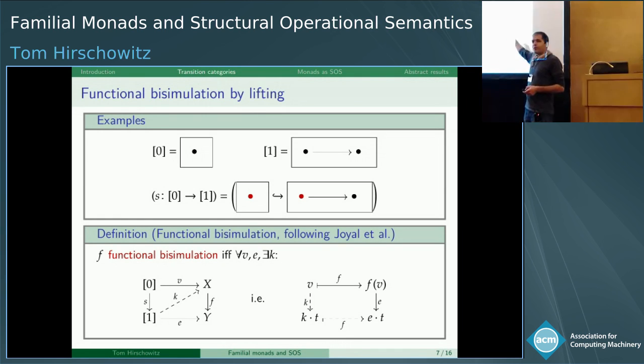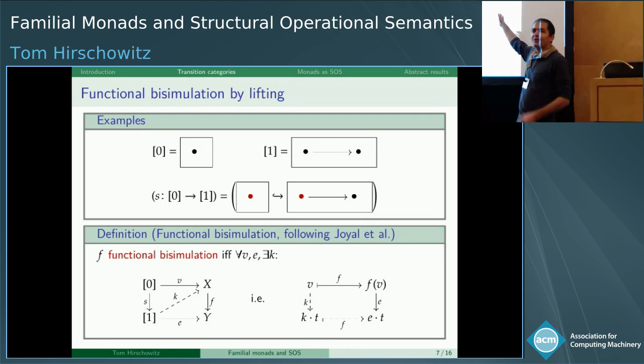Now I need to introduce the following two examples of graphs, which are very basic. 0 is just the one vertex graph, and 1 is just the one edge graph. For those who know, it's just Yoneda stuff. And then the crucial morphism we need to deal with is the source morphism, mapping the one vertex graph to the one edge graph, picking up the source of the edge. Why? Because then we can define functional bisimulation by lifting.